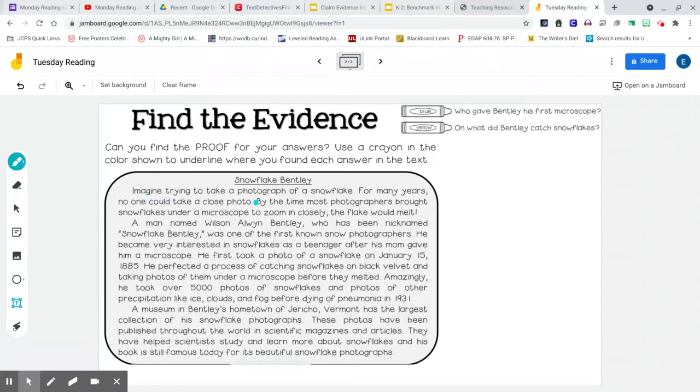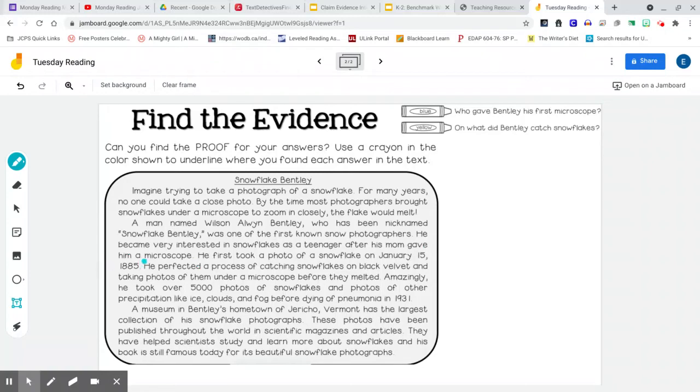Imagine trying to take a photograph of a snowflake. For many years, no one could take a close photo. By the time most photographers brought snowflakes under a microscope to zoom in closely, the flake would melt. A man named Wilson Alwyn Bentley, who has been nicknamed Snowflake Bentley, was one of the first known snow photographers. He became very interested in snowflakes as a teenager after his mom gave him a microscope.